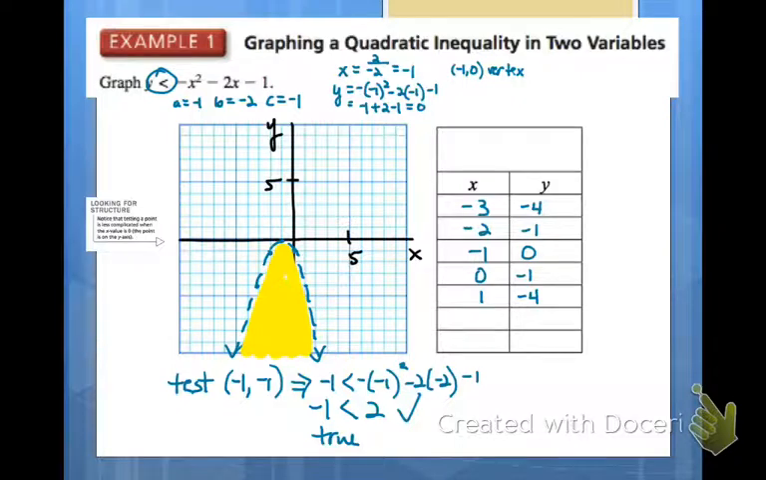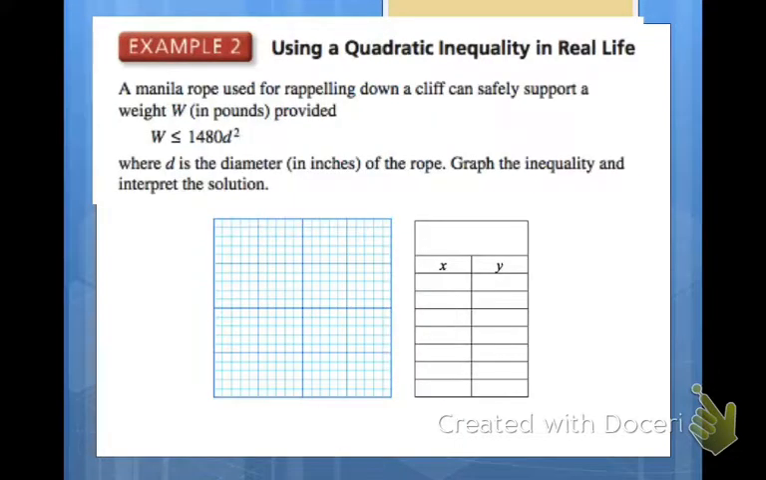Now let's look at a real-life situation. A manila rope used for rappelling down a cliff can safely support a weight W in pounds, provided with this inequality: weight is less than or equal to 1,480 times the diameter squared of the rope in inches. Graph the inequality and interpret the solution. Well, I'm going to use common sense to put in values that are 0 and positive.